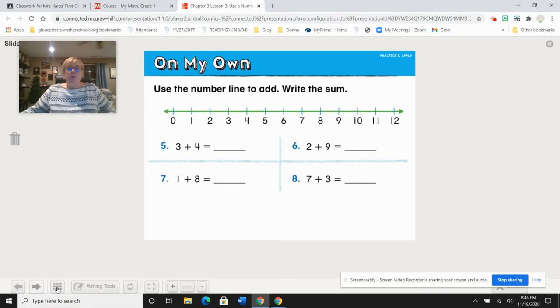Okay. So now for this page on 225, the one thing I do want to tell you is you only have the one number line on top.